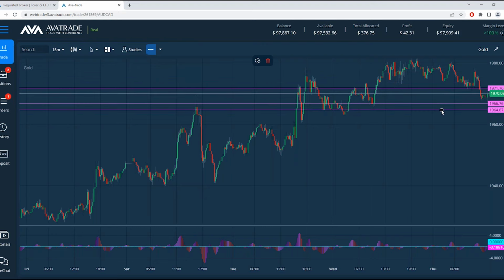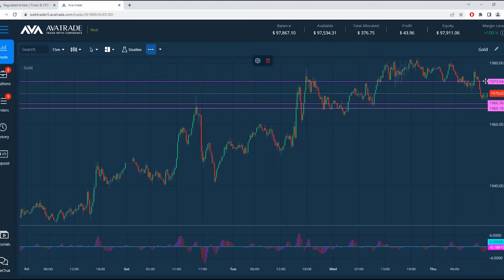But if you are, there's a little support level here that you could put your stop loss down here, maybe 1965, risk only about $5 per ounce, and you could have a take profit up here at this week's high area, which is right up in this area. There's a resistance level that you could say, take profit up here near 1980. And so you'd be going after more than double potential profit than what you'd have to risk here on a buy position on gold. Just as an example.